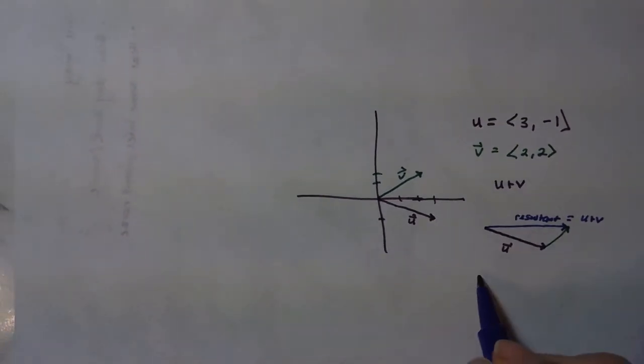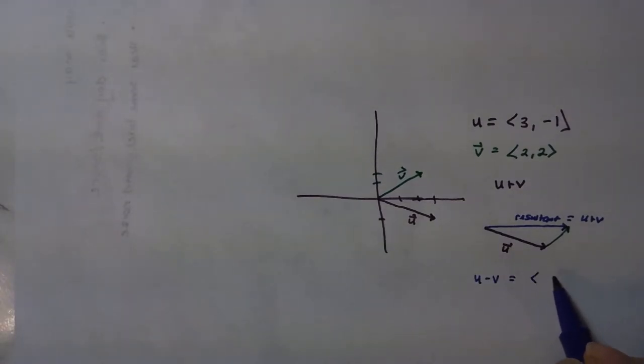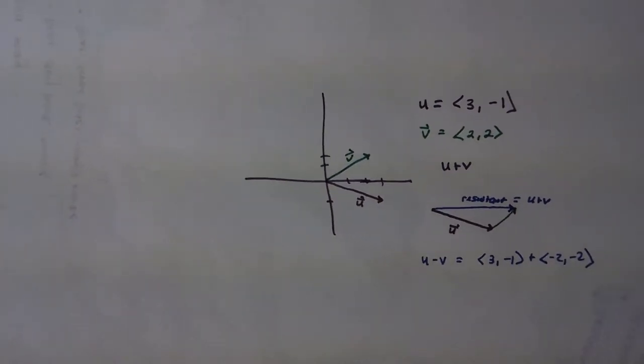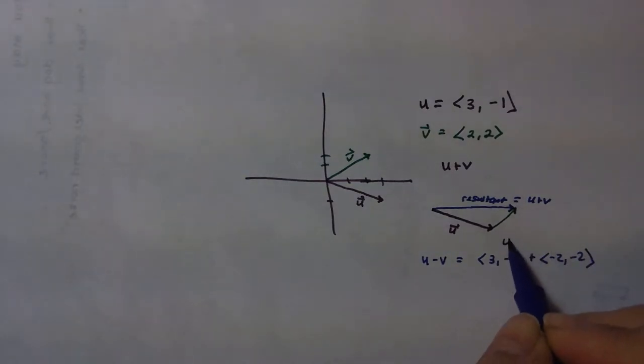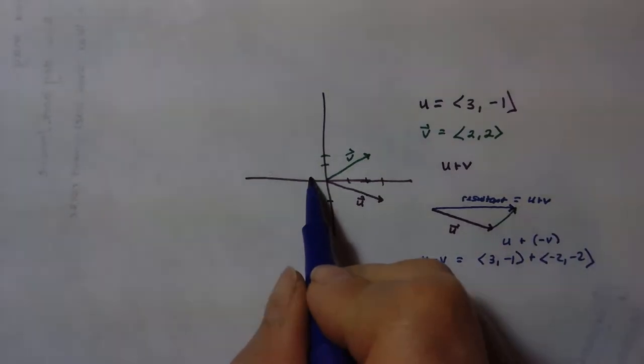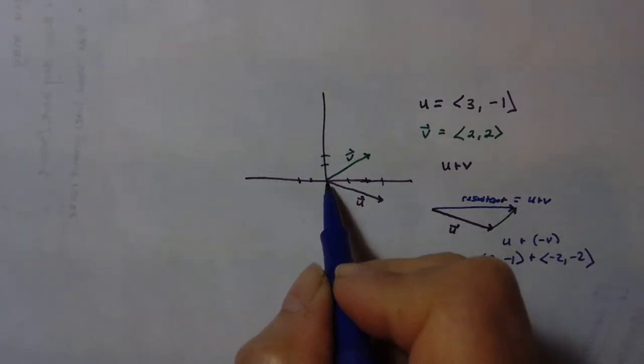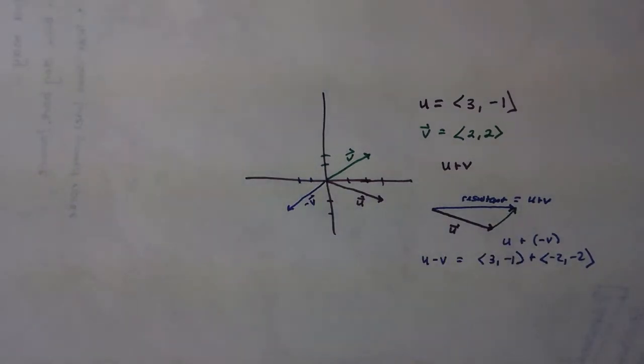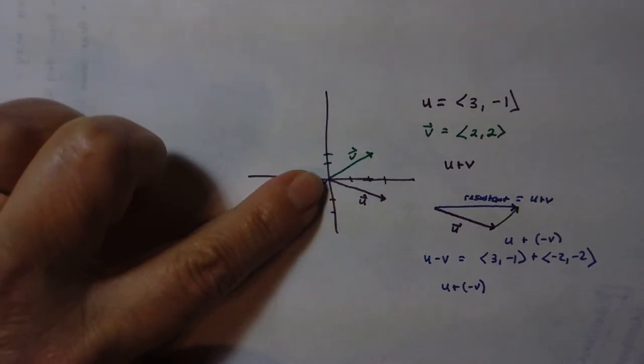If I wanted to do u minus v, algebraically that would be like this. And in fact, if I were to draw this vector, negative v, this is u plus the opposite of v. Then I would go over 2 and down 2. So this would be my negative v, if you will. And if I were to do u minus v, that's u plus the opposite of v, then what I would do is, skip this one for a second.